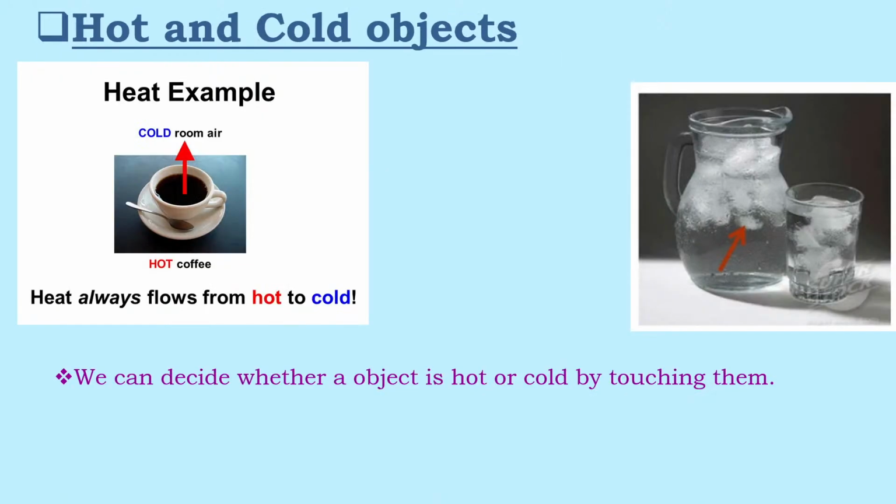Okay, now let us take an example. Hot and cold objects. When do we define an object as hot or an object as cold? How do we say that?